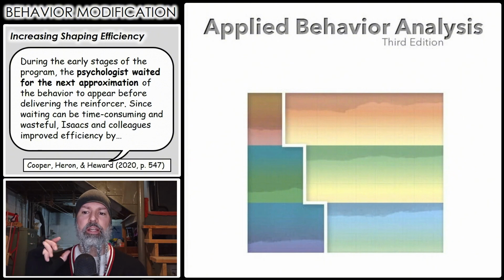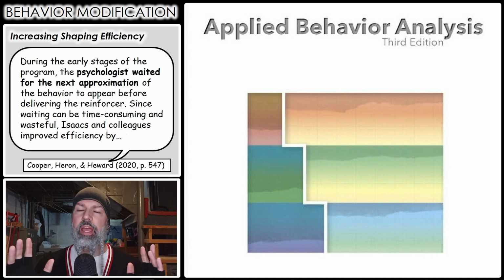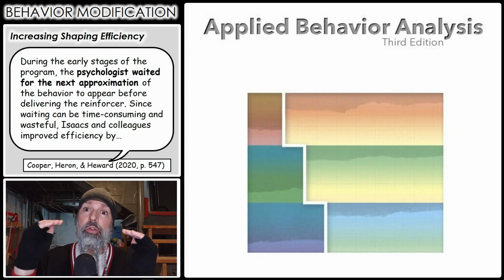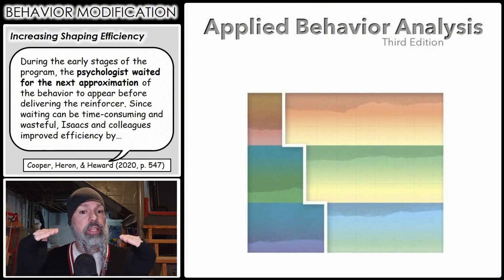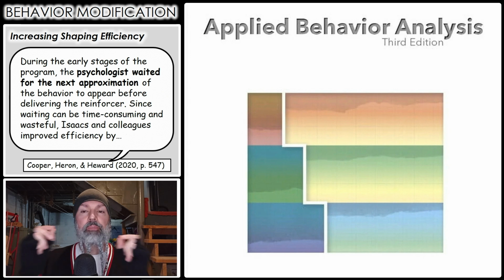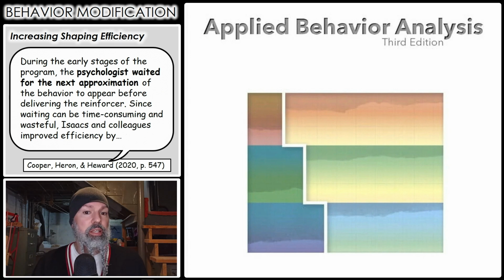So in this case, Isaacs et al. used that classic shaping technique where you watch the behavior, and as random variations in the behavior occur, you're going to get something that's closer to the target behavior, and then you reinforce that. So you just wait for the next approximation to occur, and then you deliver the reinforcer. That's how shaping technically works.